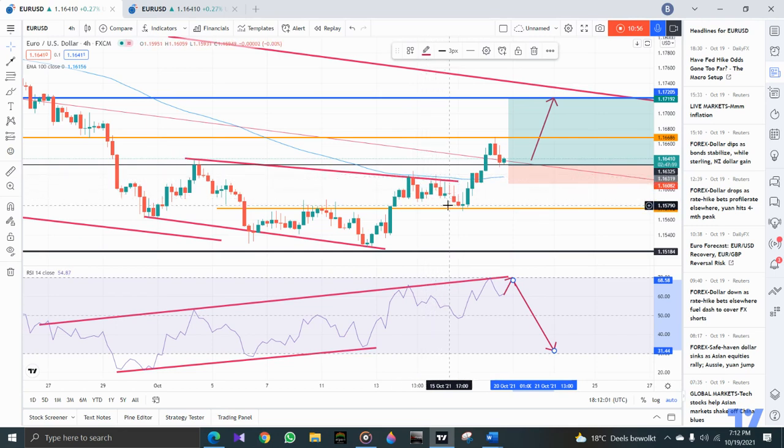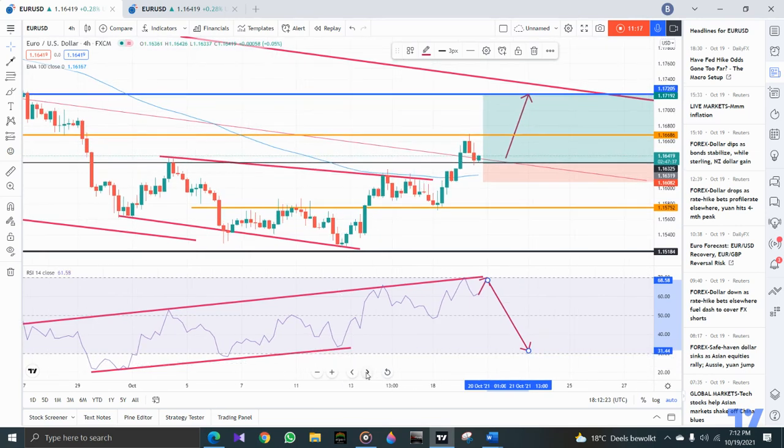I don't want us to take it here because this is far too much. I want us to take it to the next support here. If this point is broken, then the price is resuming its downtrend. So we take our stop loss here and then we take our TP as high as the next neckline, and this gives us a risk to reward ratio of 3.68, which is a good trade.